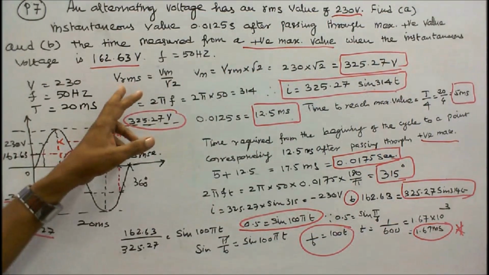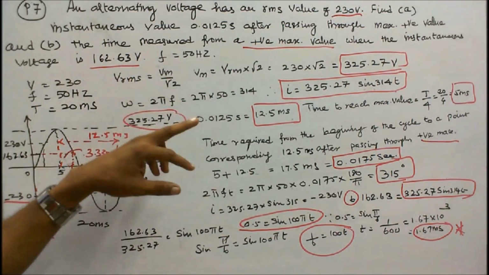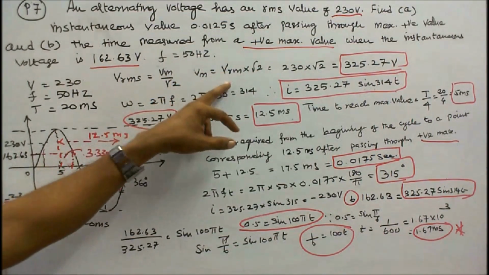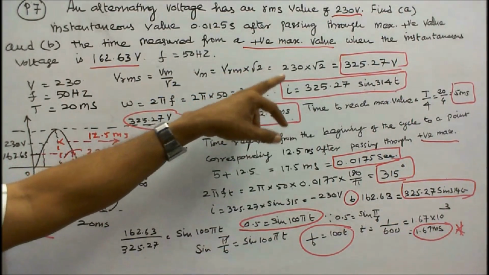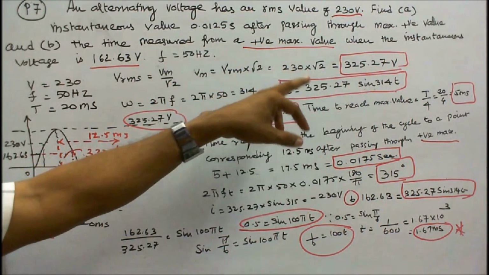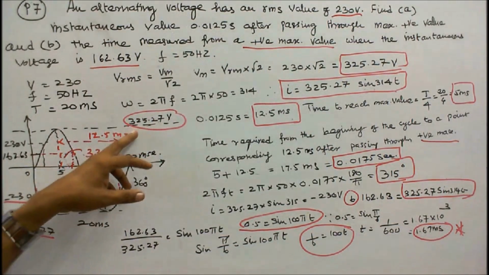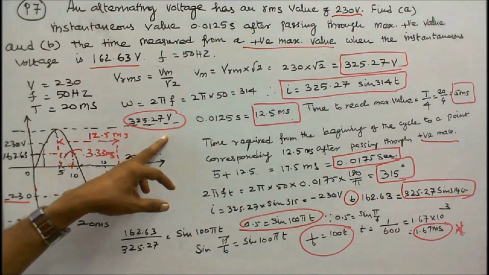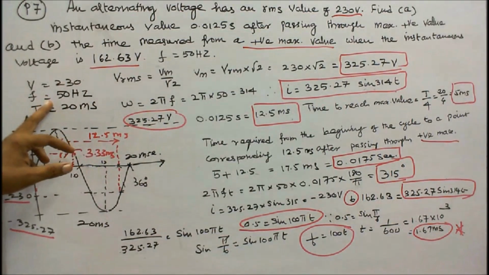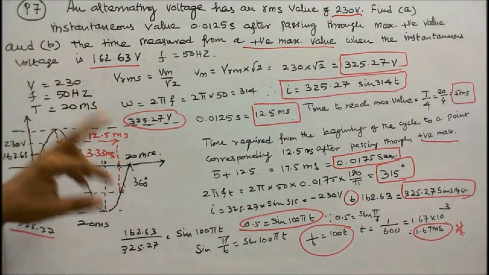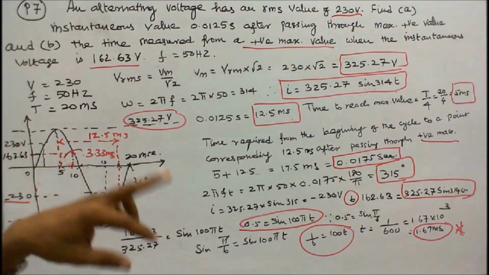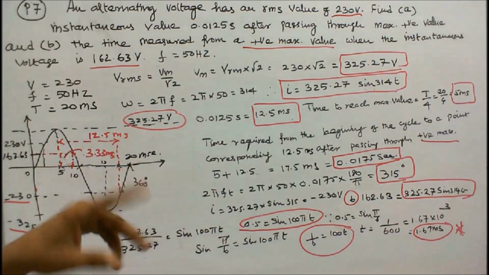So Vrms is equal to Vm by root 2. I can find Vm. Vm is equal to Vrms into root 2, that is equal to 230 into root 2, that is equal to 325.27 volts. The maximum voltage is 325.27 volts. Frequency is given as 50 Hz. Time T is equal to 1 by f. 1 by 50 is equal to 0.02 seconds, that is equal to 20 milliseconds.